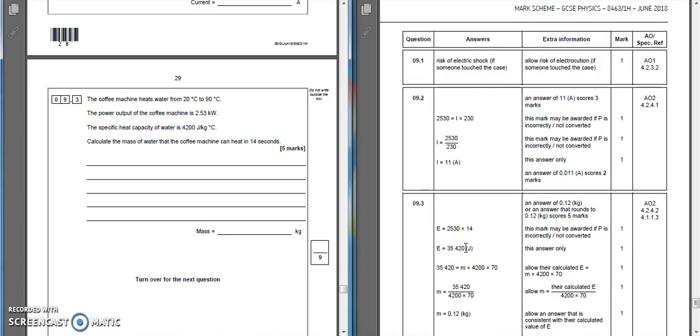Okay, we can then take that energy and put it into the specific heat capacity equation I mentioned a minute ago. So there's the energy, is the M times C times delta T.